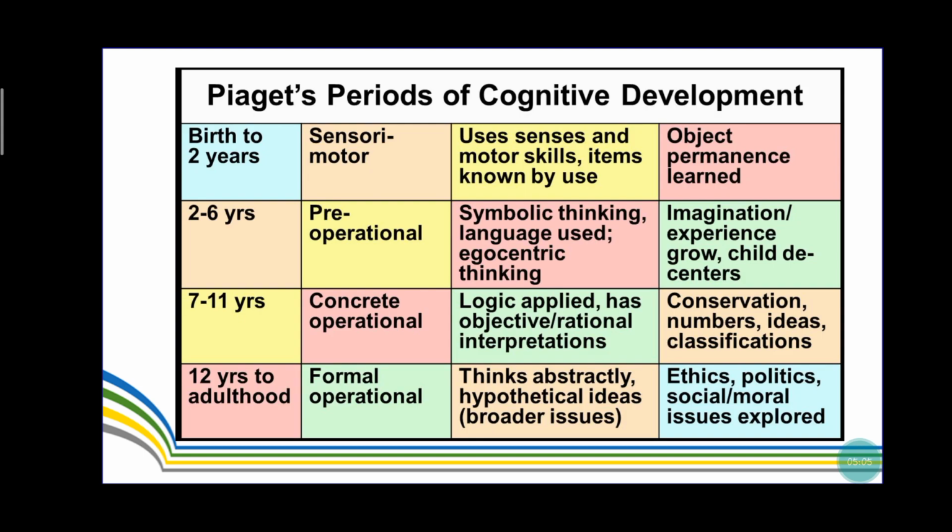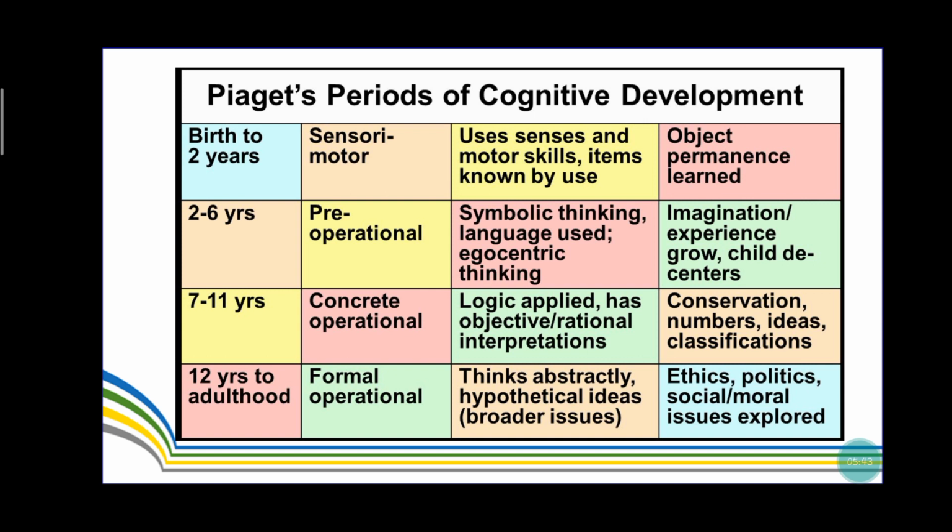So these are Piaget's periods of cognitive development, the 4 stages. First we have the sensorimotor stage, from birth to 2 years. In the sensorimotor stage, the aim is to learn object permanence. Object permanence is a child's ability to know that objects continue to exist even though they can no longer be seen or heard. When an object is hidden from sight, infants or babies often become upset that the item has vanished.